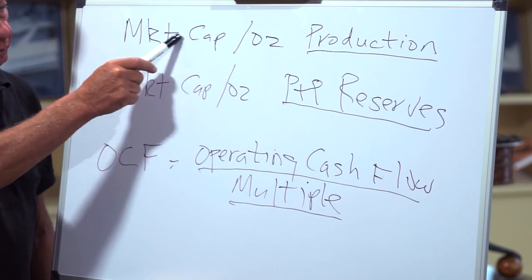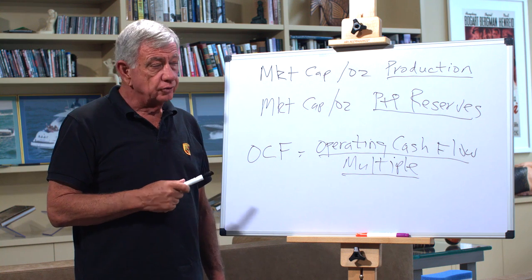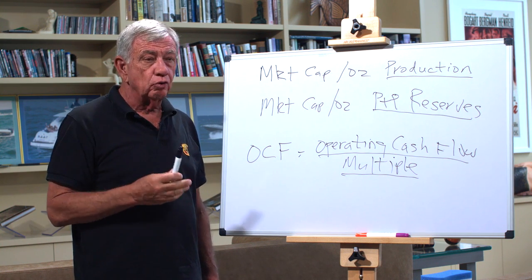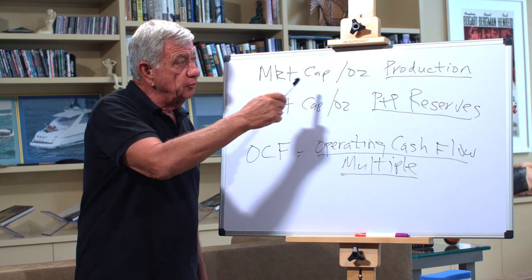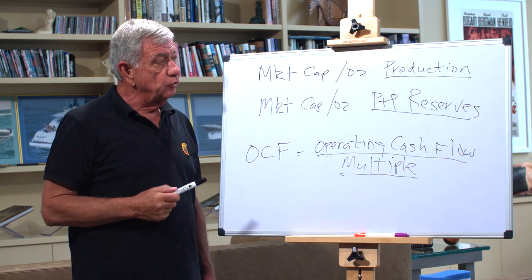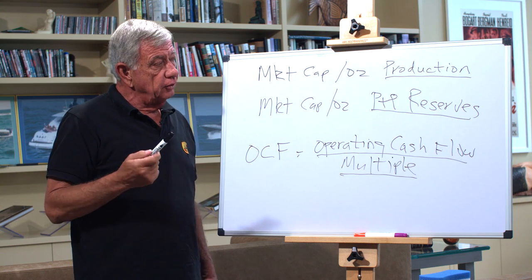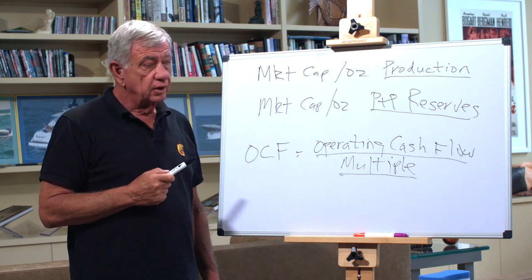Market capitalization, market cap, is simply the number of shares a company has times the price. So you multiply the two together, that's the total value of the company as valued by investors. And if we divide that by the number of ounces a company produces in a year, we get the market cap per ounce of production. And right now, those numbers average around $4,000 an ounce.